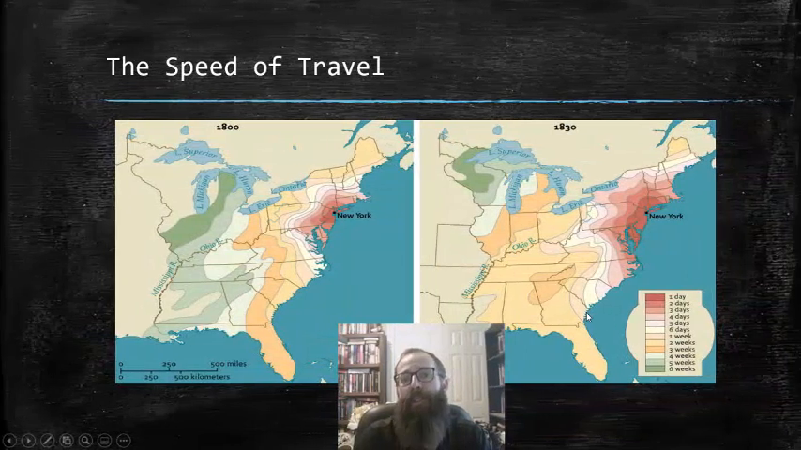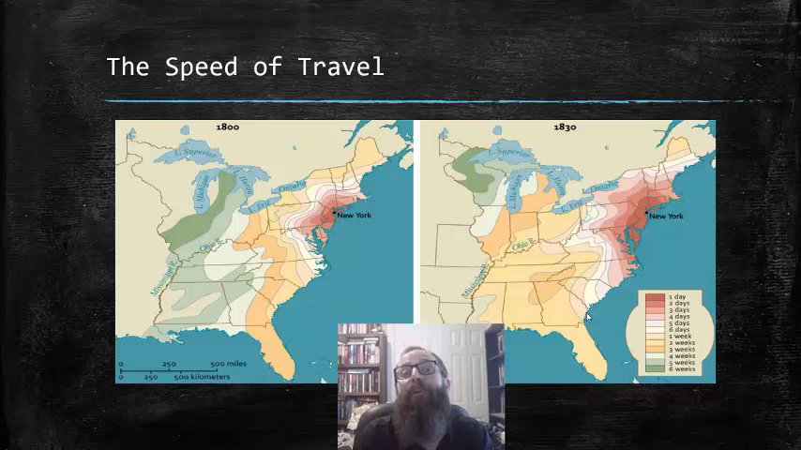The maps that you see here on this slide illustrate the dramatic and exponential increase in the speed of travel in the early 19th century. Between 1800 and 1830, the time it took for goods and people and information to travel from the rural backcountry regions to a market hub like New York was cut literally in half due to the developments in canals and railroads and other transportation systems like that.